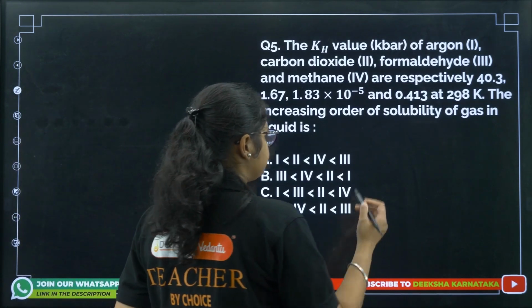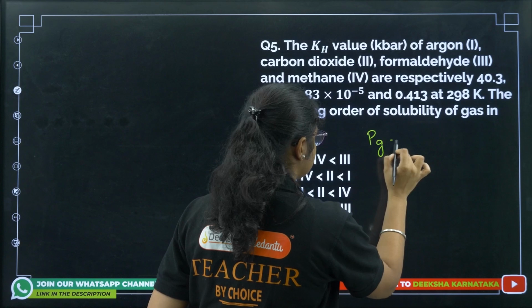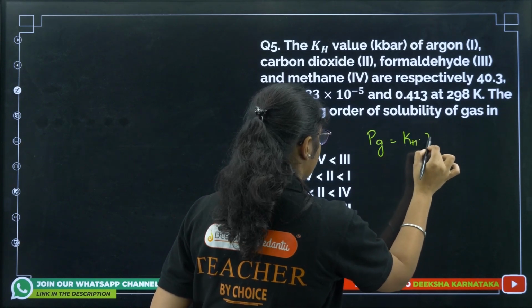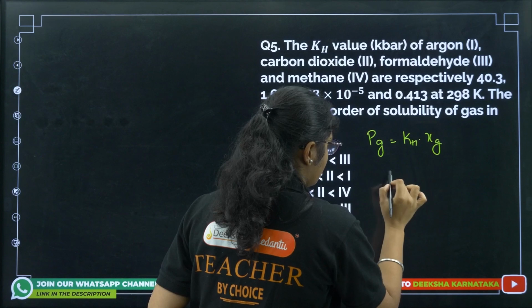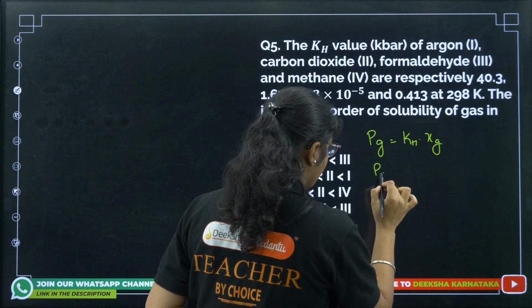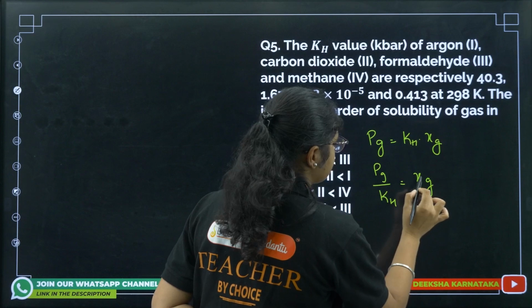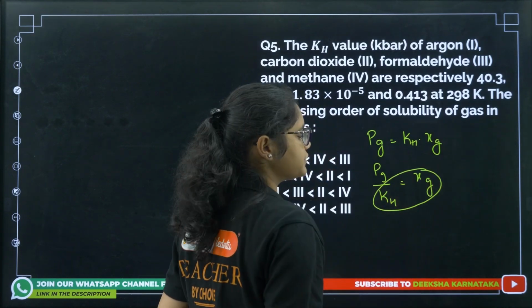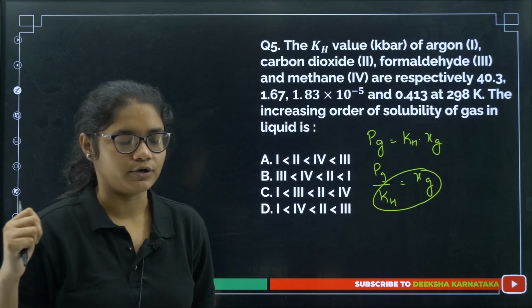So now if you see, we have this formula: P of the gas is equal to KH into mole fraction of the gas, right? So I can say that P of the gas by KH is equal to mole fraction of the gas. So this is inversely proportional. Whichever KH value will be least, it will be more soluble, right?